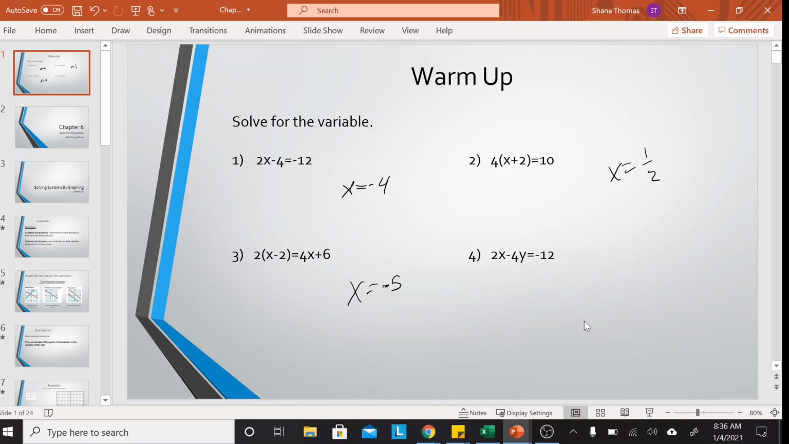I was right on number 4. Okay, that's a problem, though. We don't have enough information right now to find what x is equal to, what y is equal to. That's the big problem for us, is we just don't have enough information to be able to get both those variables. That's what this chapter is going to be about.